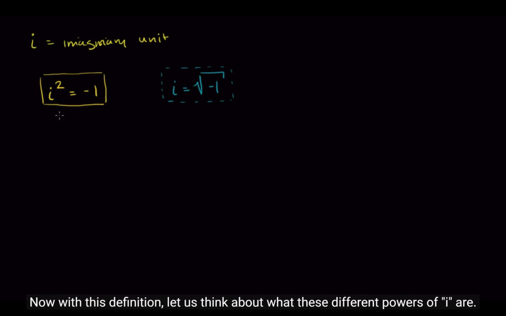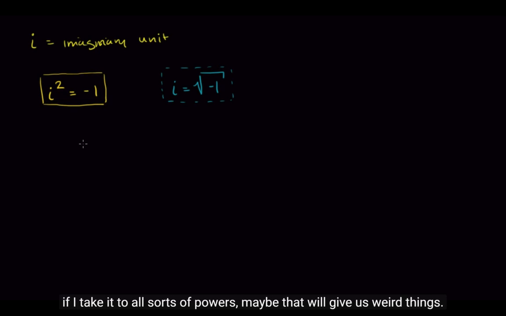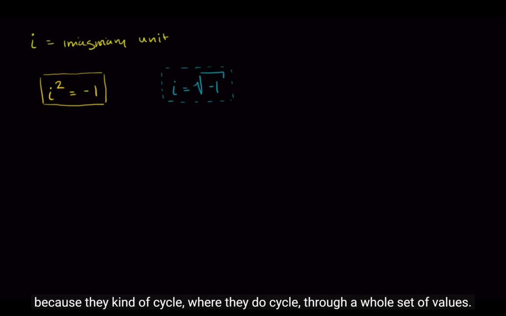Now, with this definition, let's just think about what the different powers of i are. Because you can imagine, if something squared is -1, if I take it to all sorts of powers, maybe that should give us all sorts of weird things. And what we'll see is that the powers of i are kind of neat because they do cycle through a set of values.